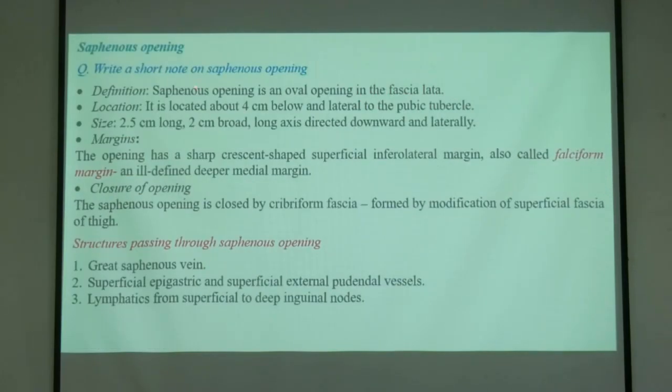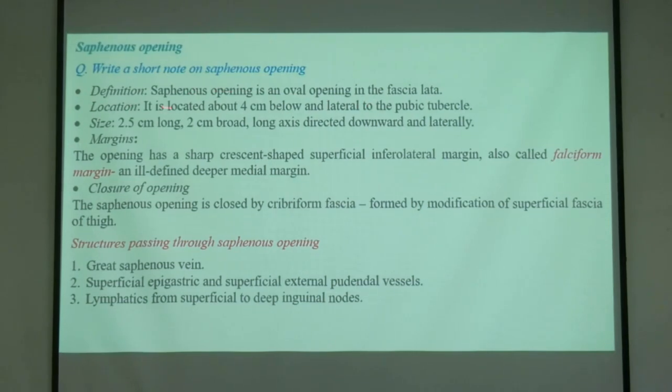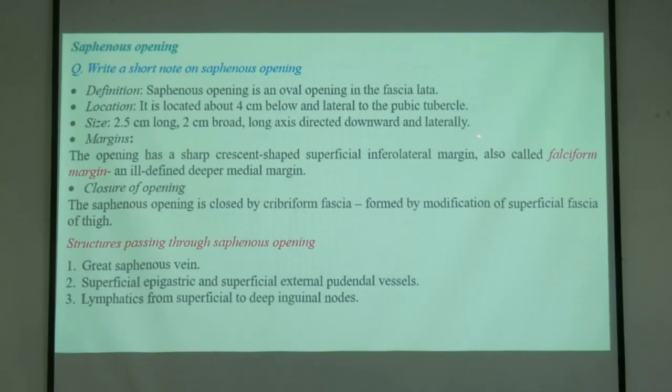Now, another is the saphenous opening. Saphenous opening, just in viva. The saphenous opening is an oval opening in the fascia lata, and it is located about 4 cm below and lateral to the pubic tubercle. Size is about 2.5 cm long, 2 cm broad, and the long axis is directed downward and lateral.